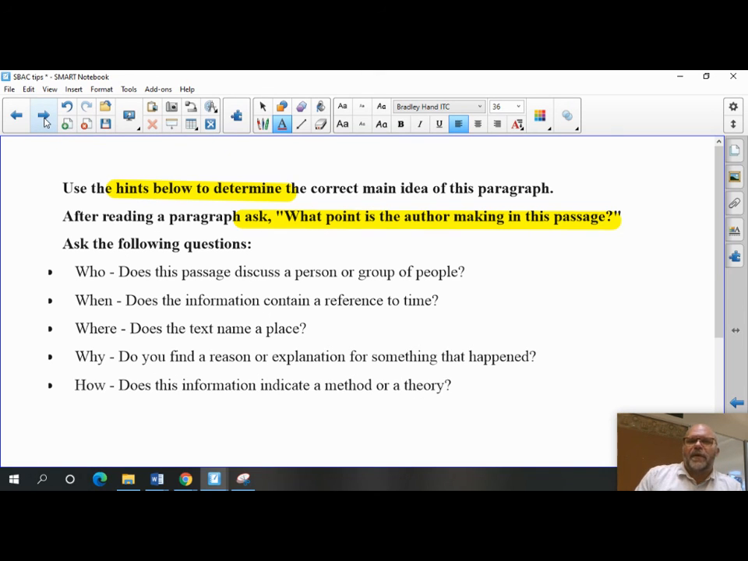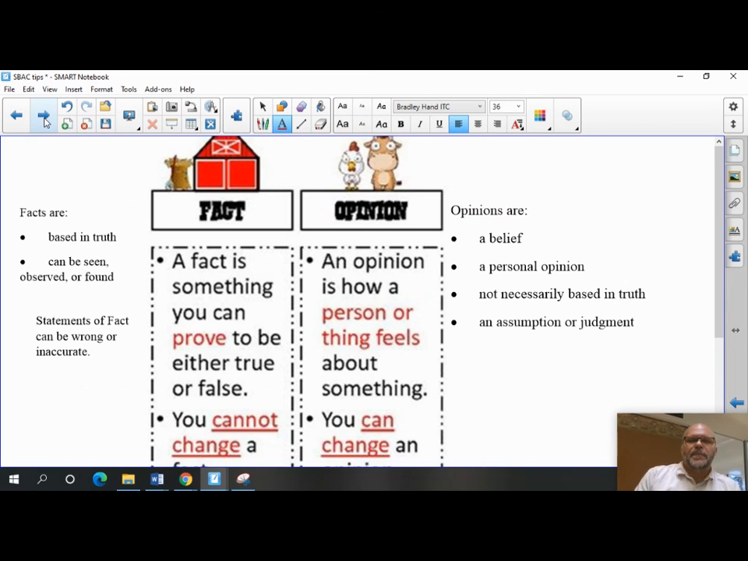You can look at other ways. If you can't find the main idea, you start asking the who, what, when, why questions of the text and see if you can figure that out. And then there's a little bit on fact and opinion there that you can look over yourself and work with when they ask fact and opinion questions.